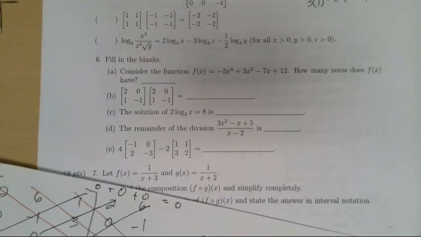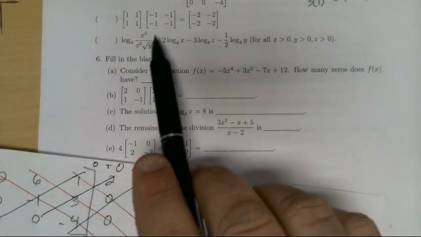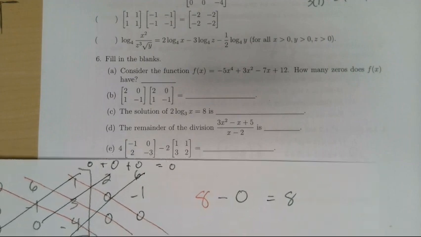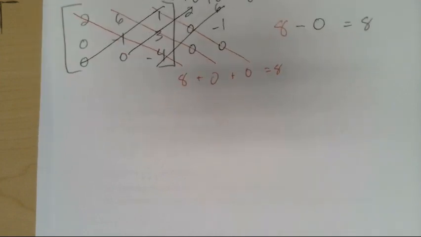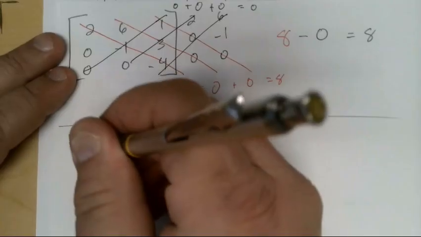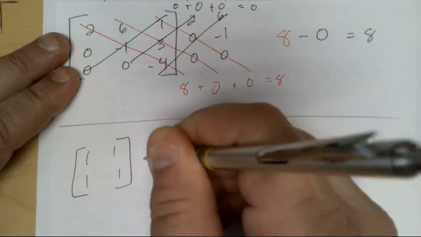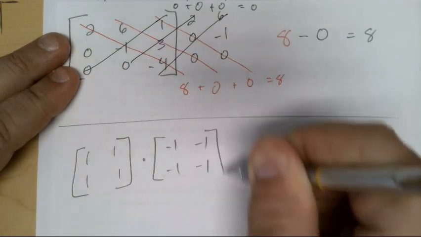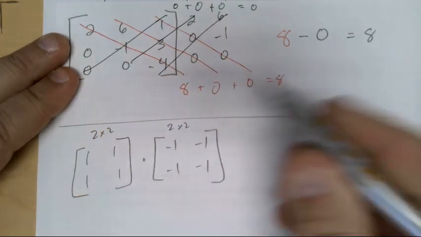Okay. Let's look at this. This matrix times that matrix equals that. Well, yuck. Okay. I want to do this one on another paper too. So I've got 1s and -1s, right? Okay, 1, 1, 1, 1 times -1, -1, -1, -1. Okay, so this is a 2 by 2 matrix. This is also a 2 by 2 matrix.